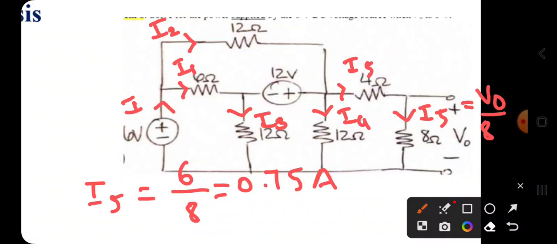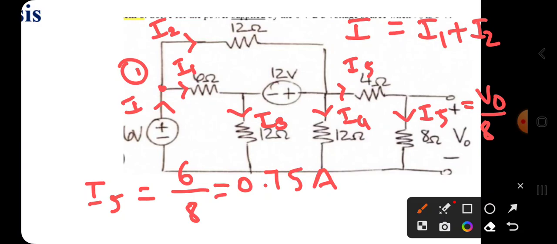Now I need to find the I value. If I apply KCL here at node 1, the sum of currents entering the node is equal to the sum of currents leaving the node. The current entering the node is I, and leaving the node are I1 and I2, that is I1 plus I2. If I find the values of I1 and I2, then I can easily find I, and therefore the power supplied by the 6 volt battery. So now my objective is to find I1 and I2.